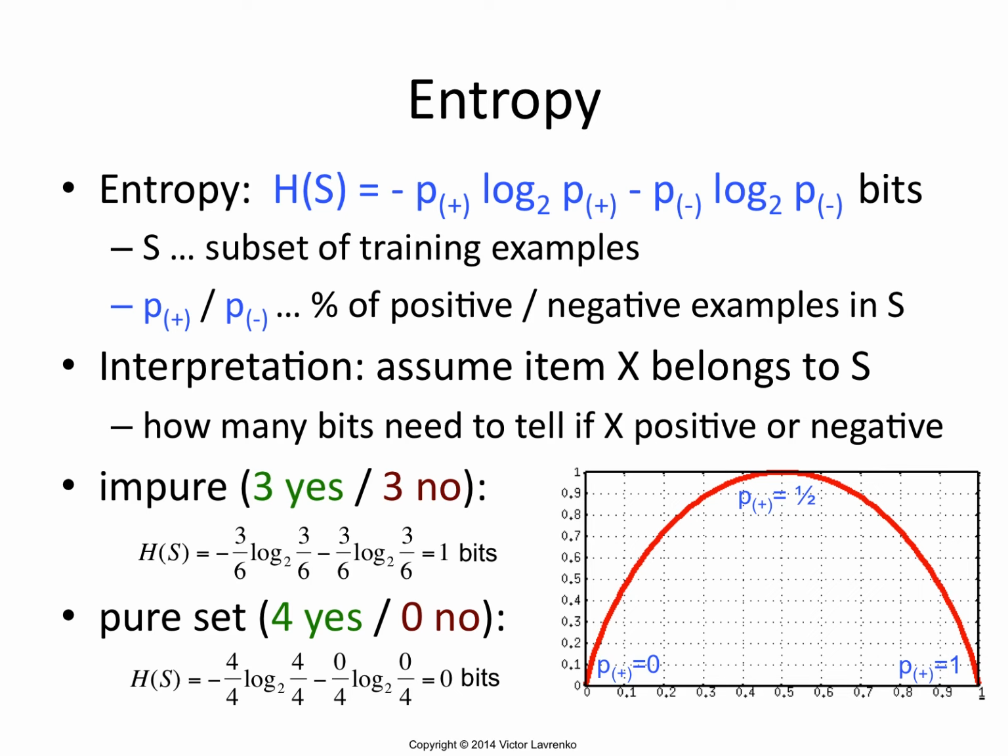It seems like a pretty complicated measure. It's actually a really good measure. And what it does is it gives higher numbers to subsets that are less pure and lower numbers to subsets that are better separated in terms of positives and negatives.